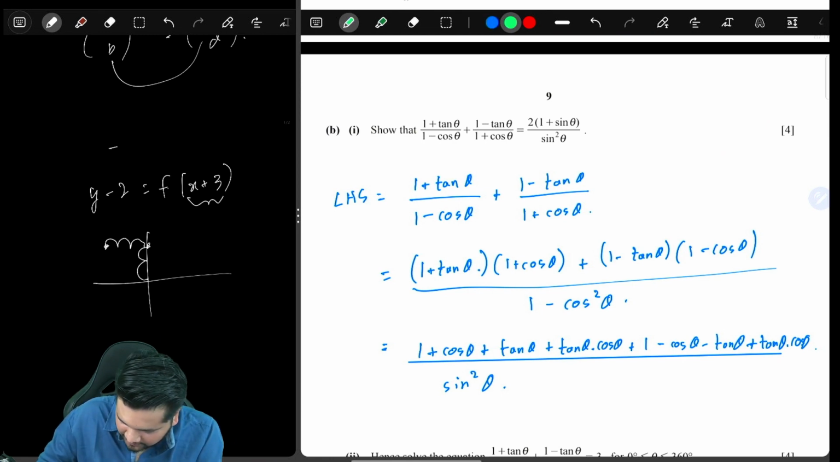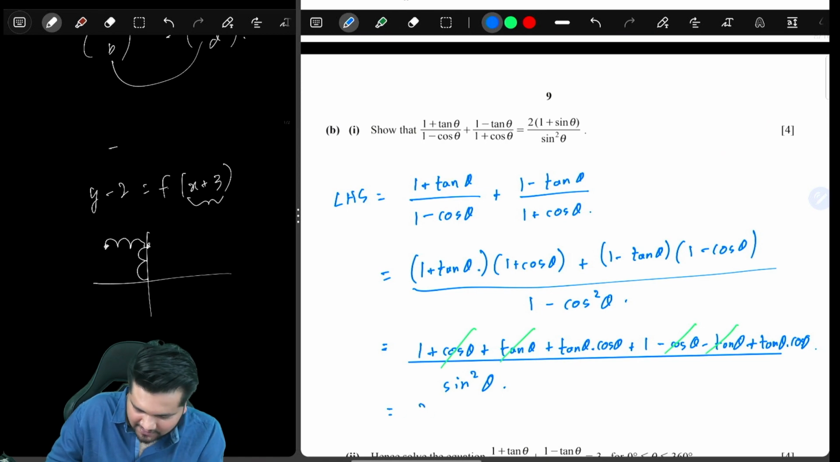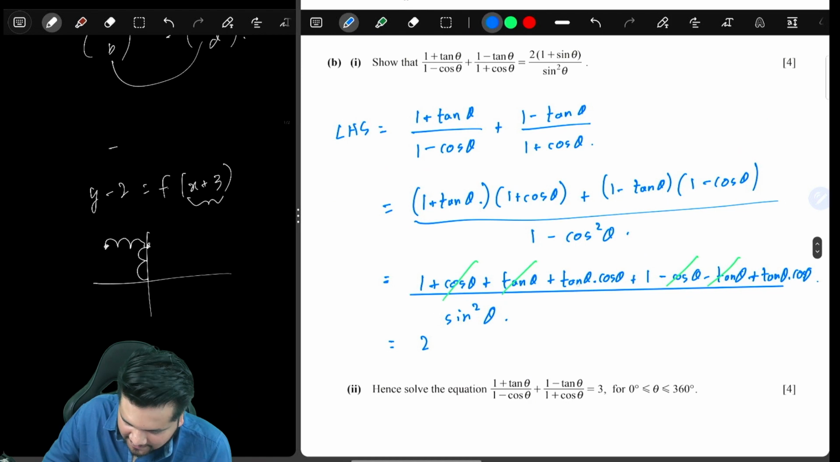So I can see plus tan theta minus tan theta getting cancelled. Plus cos theta minus cos theta also getting cancelled. Now there is only 1 plus 1 is there, so it's going to be 2 for sure. I'll just keep this sine square theta as it is because I don't have much space. So 2 and this tan theta into cos theta.